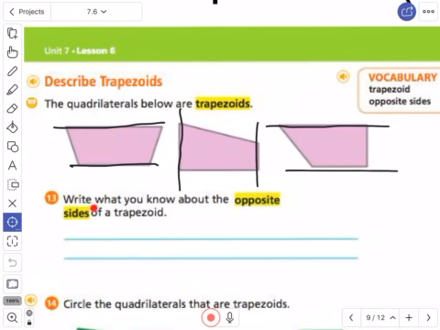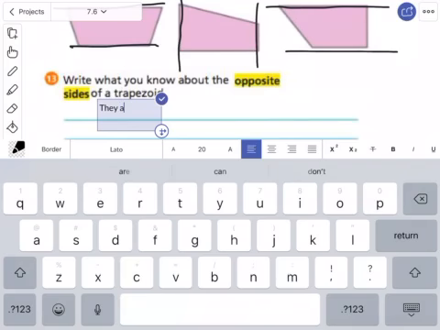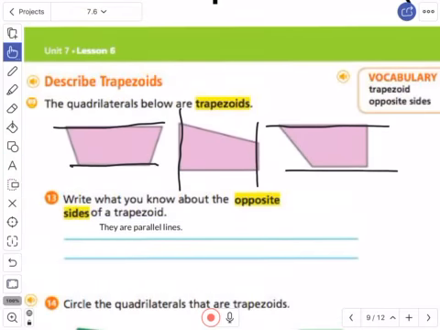So the first question is, write what you know about opposite sides of a trapezoid. Well, I can write they are parallel. You can say they are parallel lines. That's the special thing about a trapezoid, is that they have one pair of parallel lines.